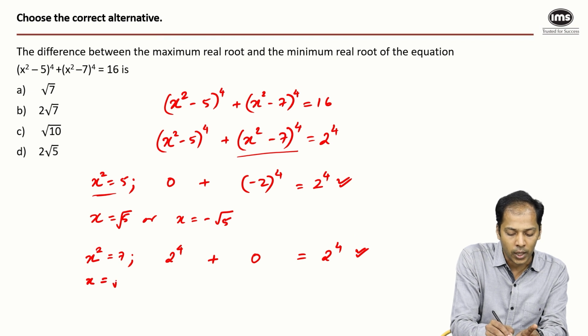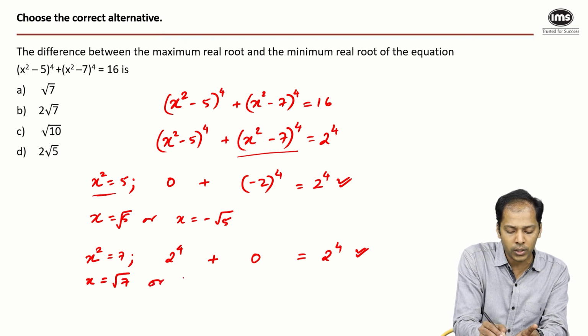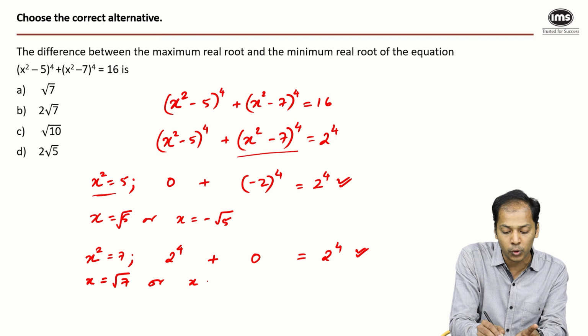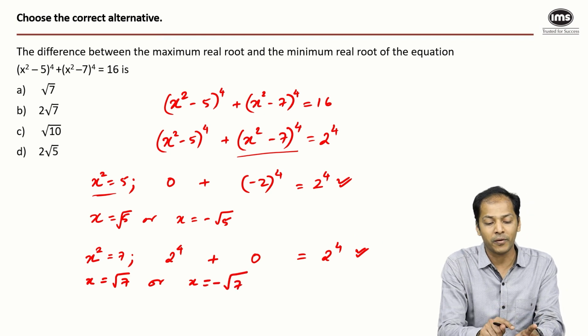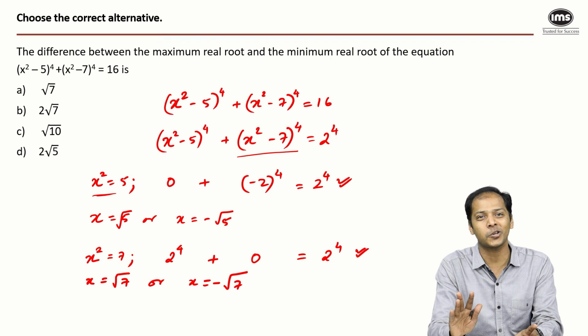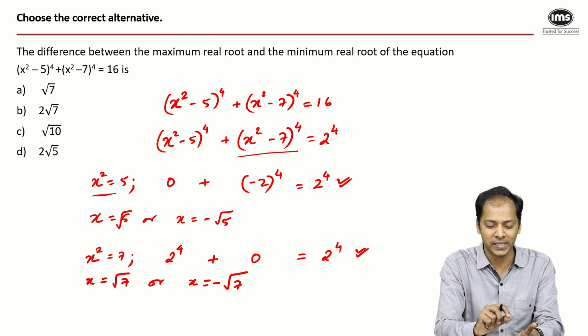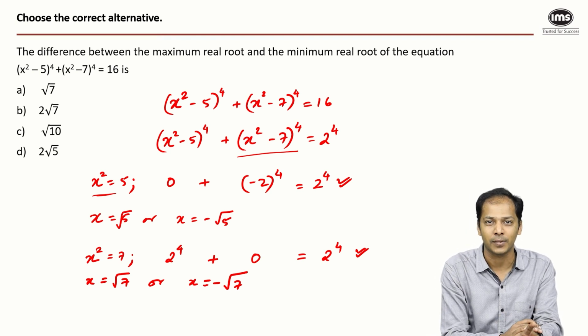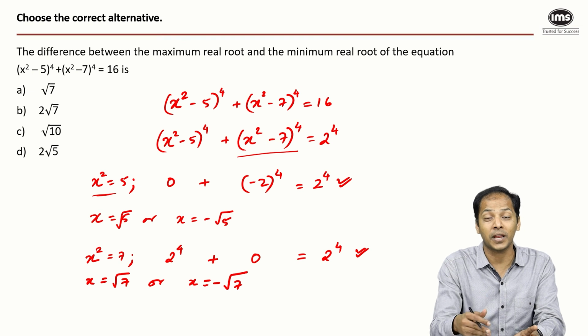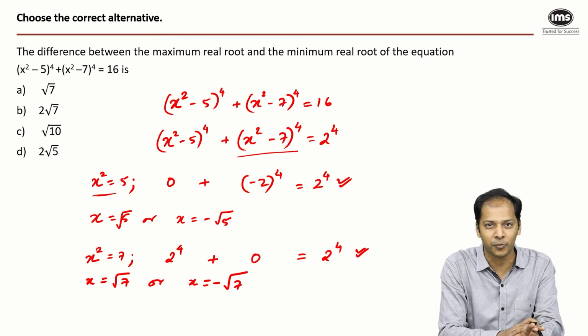So the equation is again getting satisfied at x square equal to 7, and therefore x will be equal to under root of 7 or x would be equal to minus under root of 7. So I've already found 4 real roots of the equation by smartly taking values. Now, does the answer require me to go beyond these 4 values?